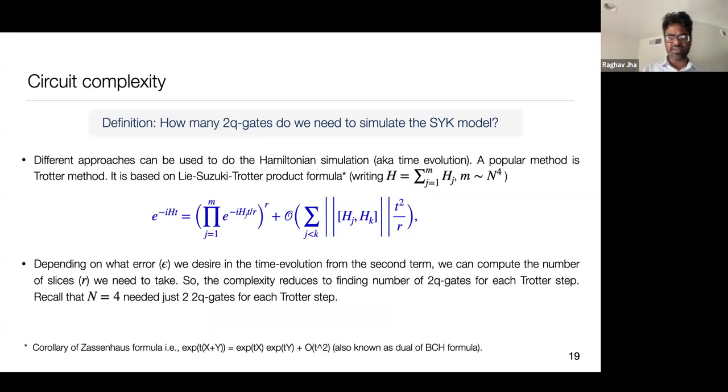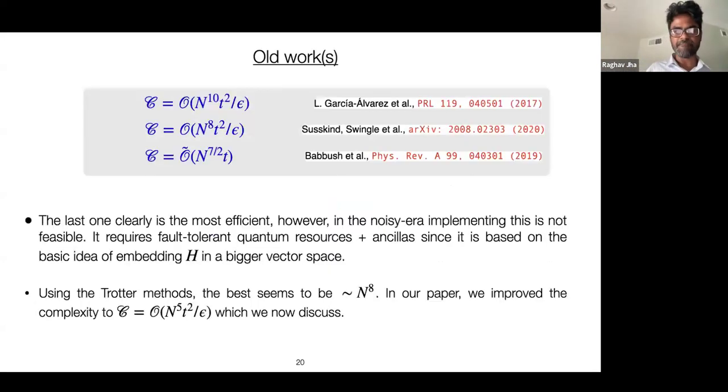I just want to point out that this product formula, or the Lie-Suzuki-Trotter formula, which was first given by Seth Lloyd in '96, is just a corollary of the Zassenhaus formula. The Zassenhaus formula is also known as the dual BCH formula. We all know the BCH formula well from physics courses. You can take a dual of the BCH formula, and one of the corollaries of that result is the Lie-Suzuki-Trotter, or the Trotter-based method, or the product formula.